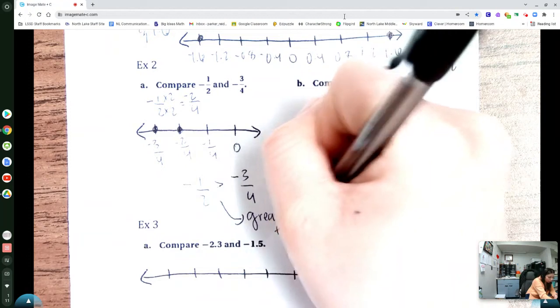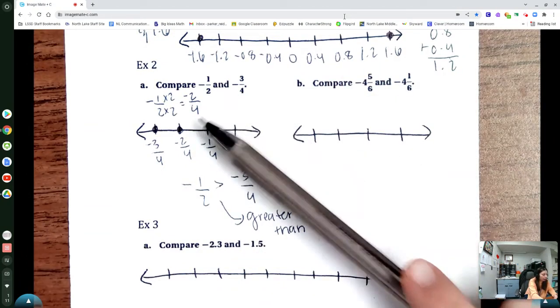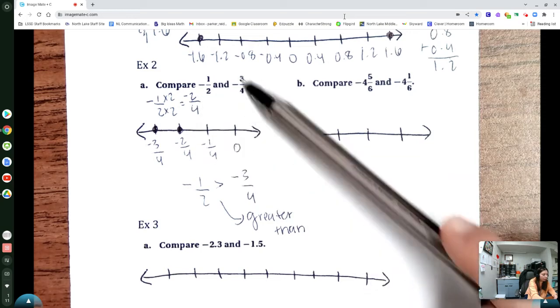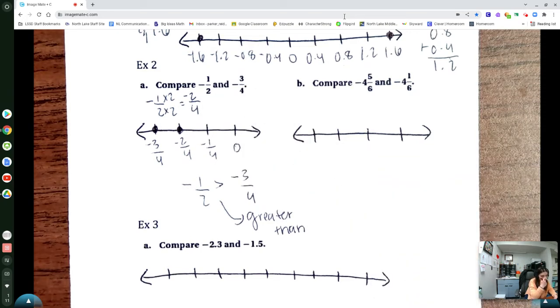And again, we could just do that without a number line. I could compare these two and say, oh, well, negative 2/4 is closer to 0 than negative 3/4 is, so therefore it is greater. Next, I'm going to compare negative 4 and 5/6 and negative 4 and 1/6.